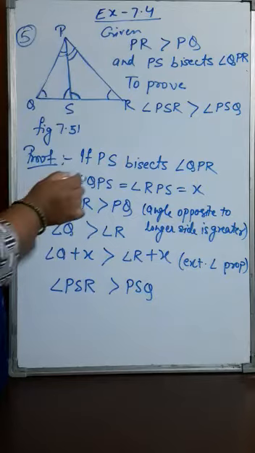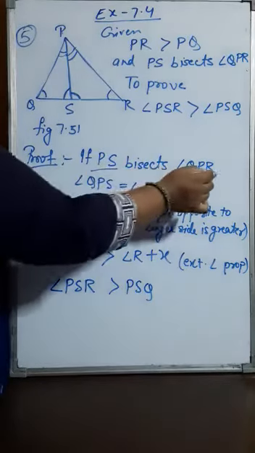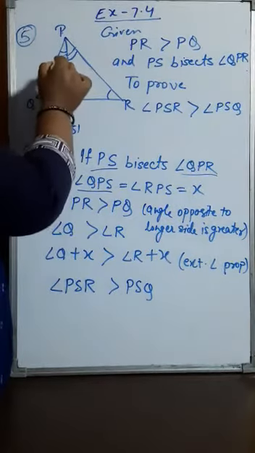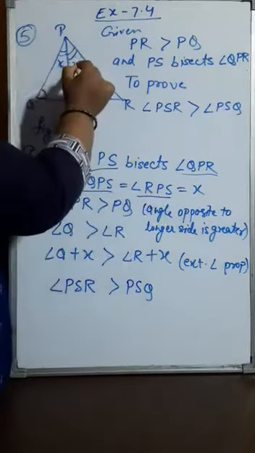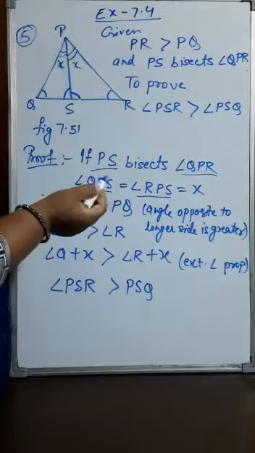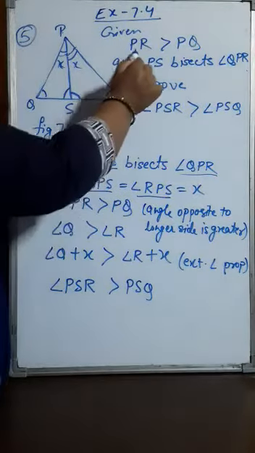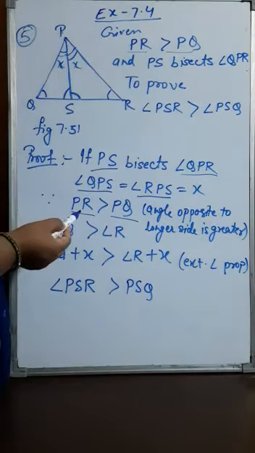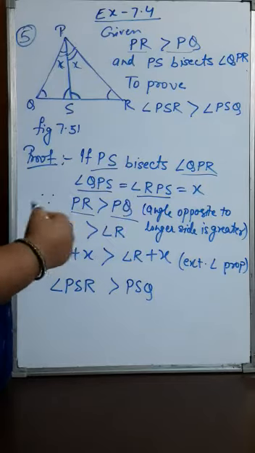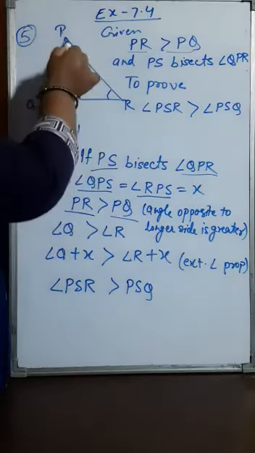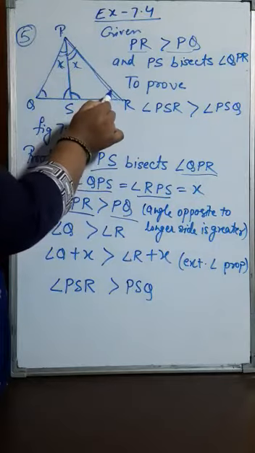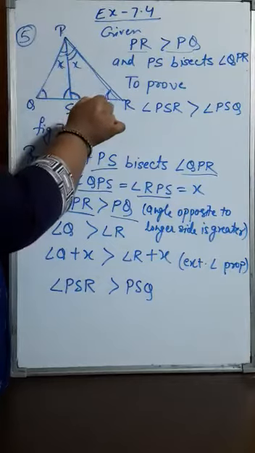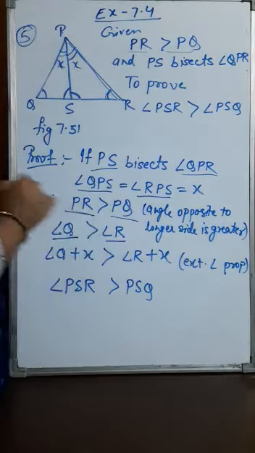For that, since it is given that PS bisects angle QPR, we can assume angle QPS is equal to angle RPS, both are X. Now it is given that PR is greater than PQ. We know that the angle opposite to the longer side is greater. Since PR is greater, the angle opposite to PR is angle Q and the angle opposite to PQ is angle R. So definitely angle Q is greater than angle R.